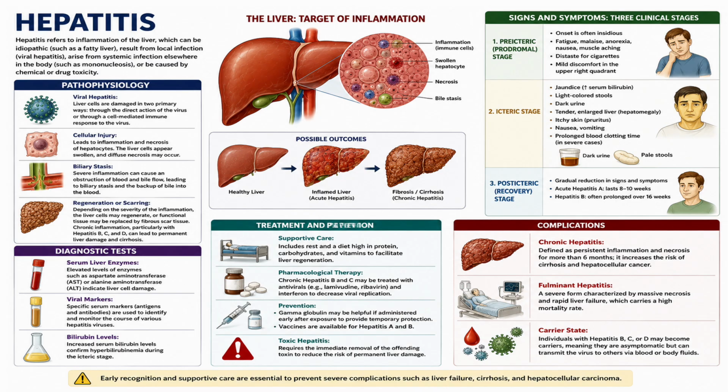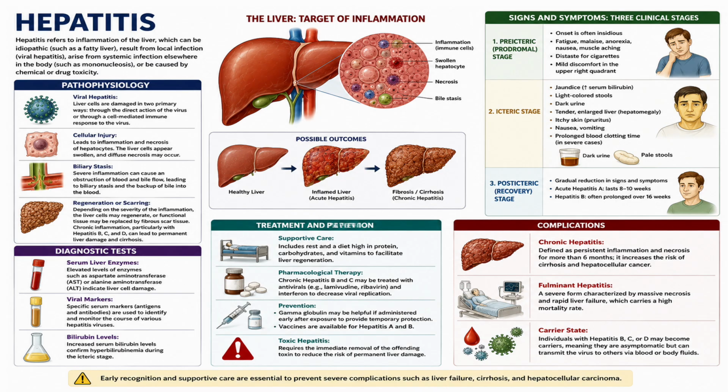Now, even though the liver has excellent regenerative powers, chronic inflammation, especially from hepatitis B, C, or D, can result in permanent fibrous scarring and cirrhosis. Clinically, acute hepatitis progresses through three distinct stages. You have the pre-icteric stage, marked by insidious fatigue and nausea. The icteric stage, characterized by jaundice, dark urine, and enlarged tender liver. And then finally, the post-icteric or recovery stage, where symptoms gradually subside.